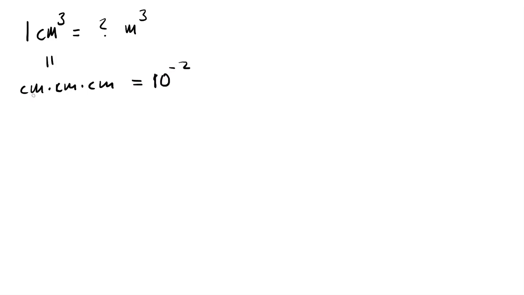Or let's say that we want to go from 1 cubic centimeter and transform that to cubic meters. So how many? And again, we just write the cubic centimeter as centimeter times centimeter times centimeter. And how many meters are in a centimeter? It is 10 to the minus 2 meters. So this will be 10 to the minus 6 in total, and meters cubed. So we see here that 1 cubic centimeter is 1 millionth of a cubic meter.